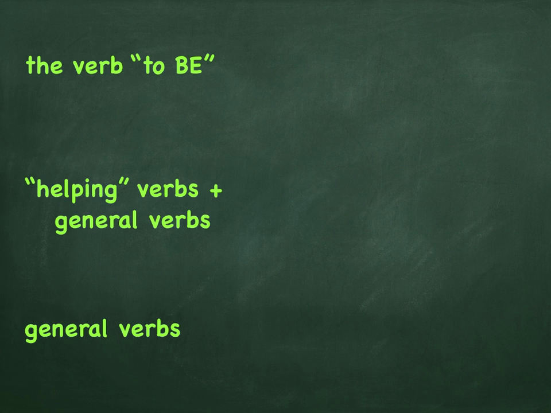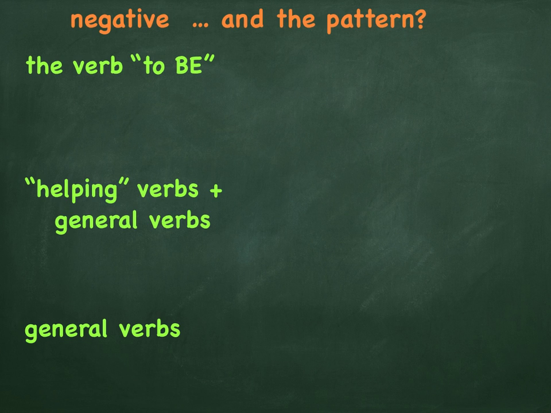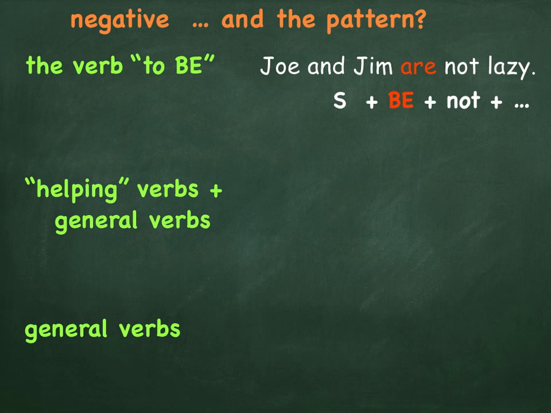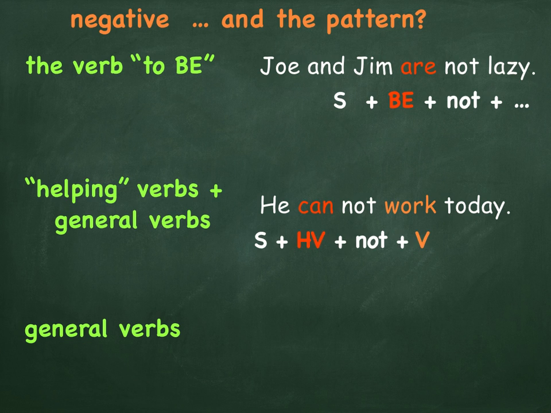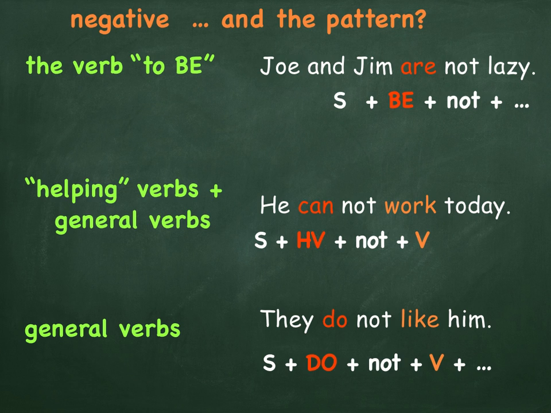So, first again, let's look at negative forms. Let's see the negative patterns from the examples. It's pretty easy. Not comes after the be verb every time. And helping verbs, not comes after the helping verb every time. And for general verbs with no helping verb, what do we need to add there? A do helping verb. And not comes after that one too. So we have the pattern subject, first verb, plus not, every time.